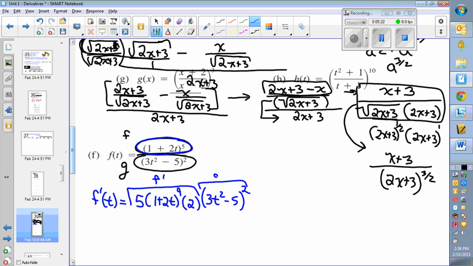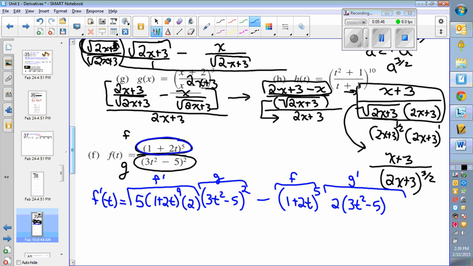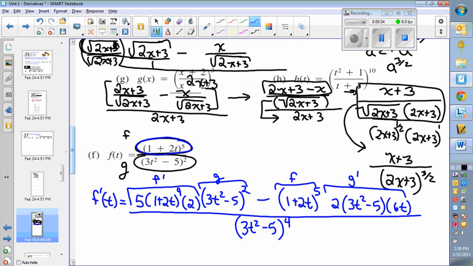That is g minus f, 1 plus 2t to the 5th. That is f. And then g prime is going to be 2 bracket 3t squared minus 5 to the 1, and then times 6t. Okay, that whole thing, don't forget, is divided by the denominator squared, 3t squared minus 5. If you're squaring it, the cubed becomes 4th power.